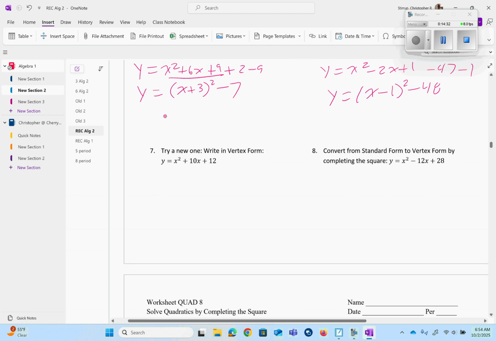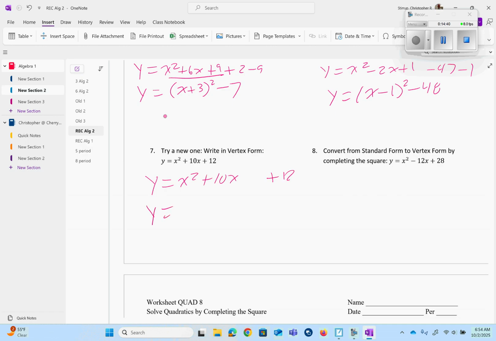All right, try one more. Make it in vertex form. So I'm going to keep it as x squared plus 10x. I'm going to move the 12 over and leave a space. That sign comes down. Half of 10 is 5. 5 squared is 25. I add 25, I'm also going to subtract 25. That's my perfect square. So that's minus 13 when I combine those together.